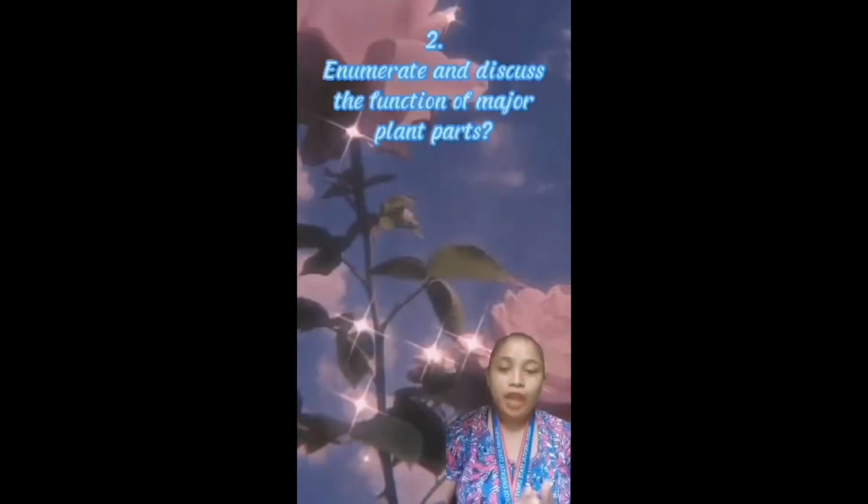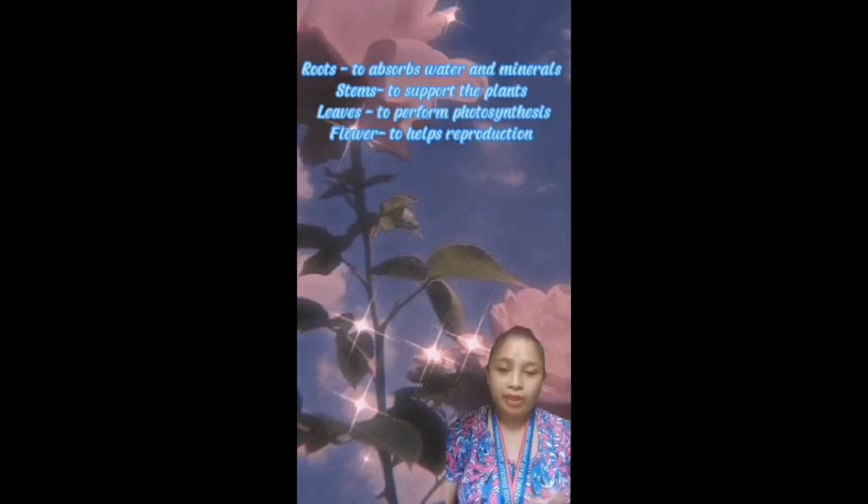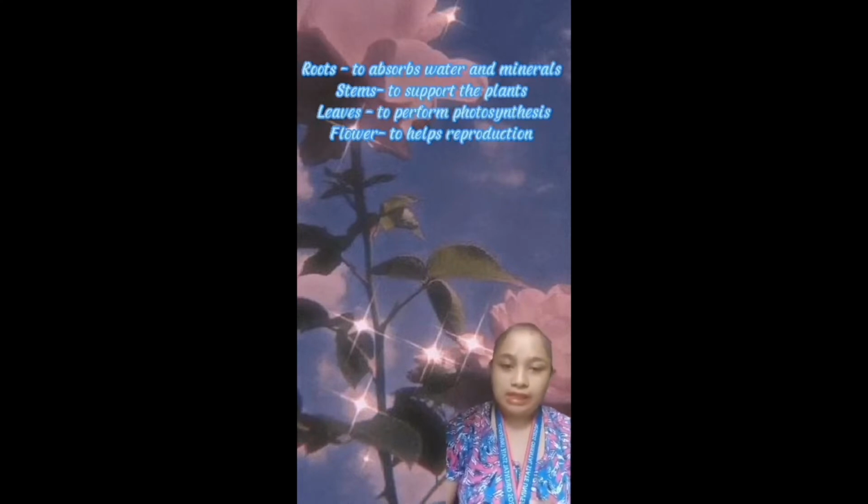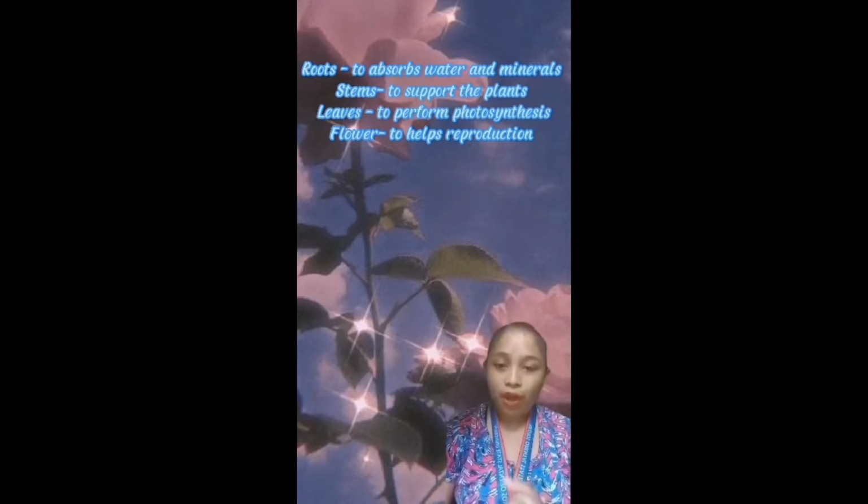Question number 2. Enumerate and discuss the function of plant parts. The major plant parts are roots, stem, leaves, and flowers. The function of roots is to absorb water and minerals, and the stem is to support the plants. The third one is the leaves, to perform photosynthesis, and lastly is the flower, which helps in reproduction.